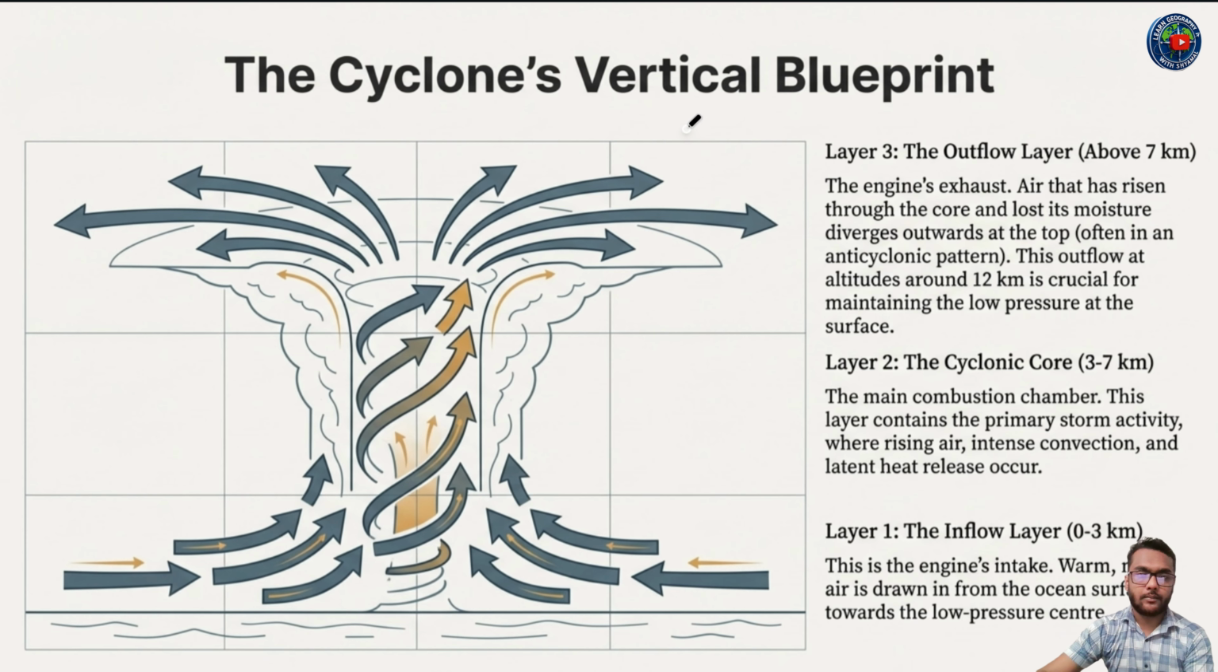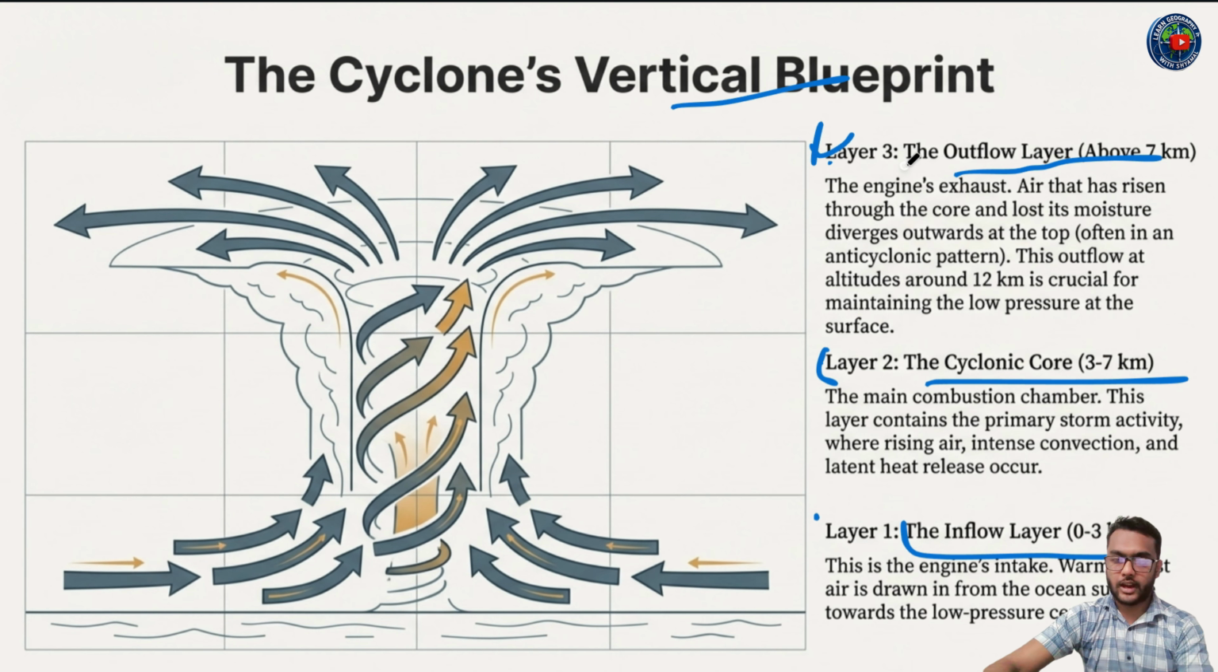Then the vertical blueprint: layer 1, layer 2, layer 3. Layer 1 is the inflow layer, 0 to 3 km, layer 2 the cyclonic core, 3 to 7 km, and layer 3 the outflow layer above 7 km. First of all, layer 3, the outflow layer above 7 km. This is the outflow layer.